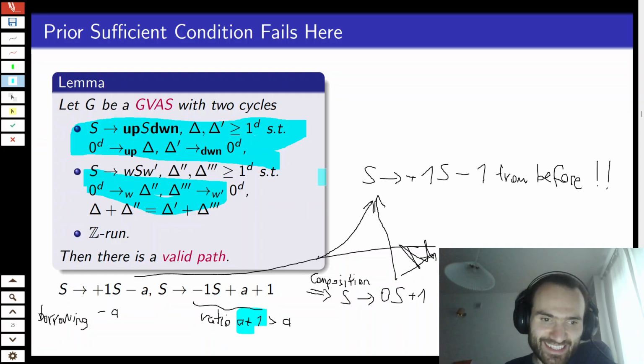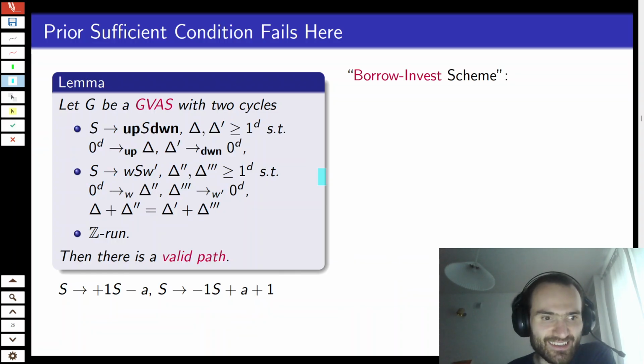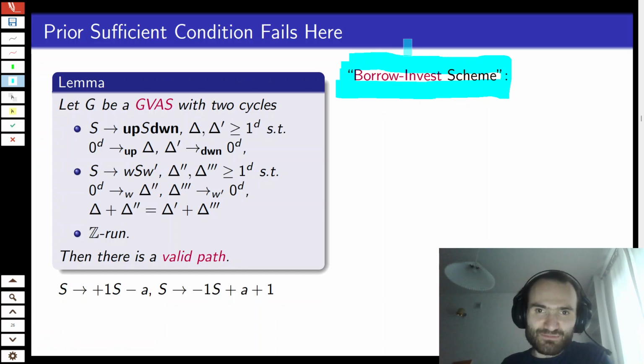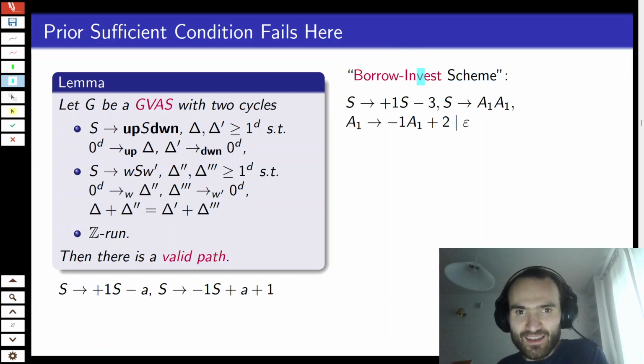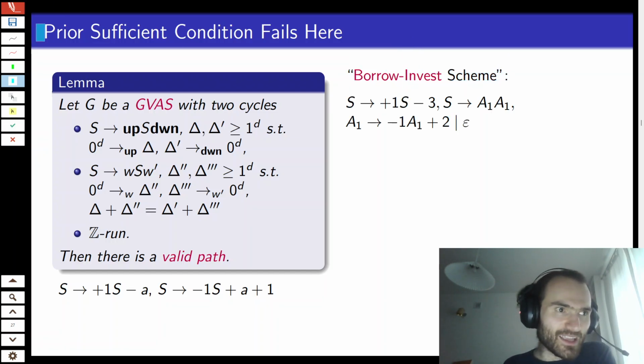Okay, but this is still not general enough, and we still need to generalize it slightly. And this is something that, well, I was told that Ranko Lasic was one of the first to coin this term, but whoever invented it, it's a very clever term, the borrow-invest scheme. And what does the borrow-invest scheme do? Well, consider the following grammar.